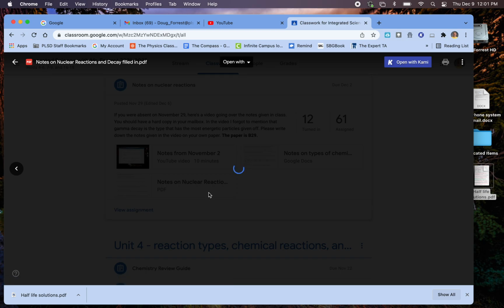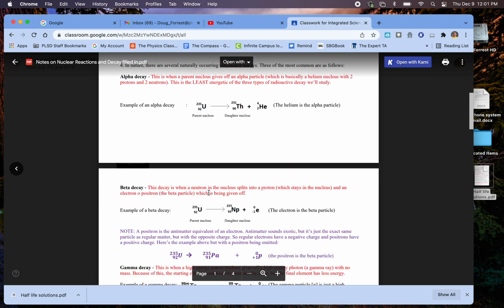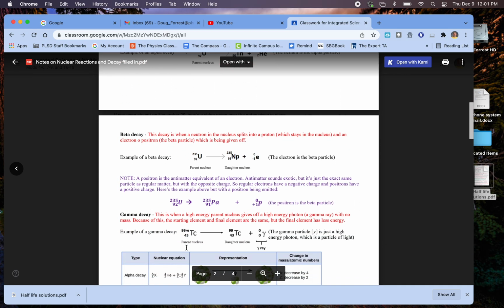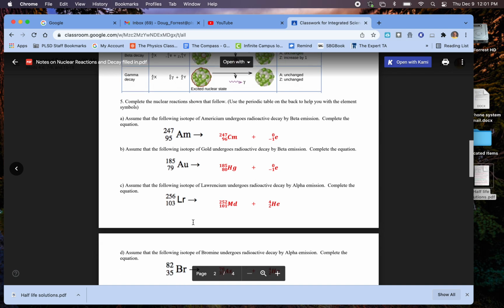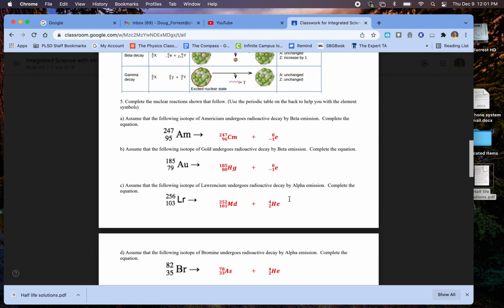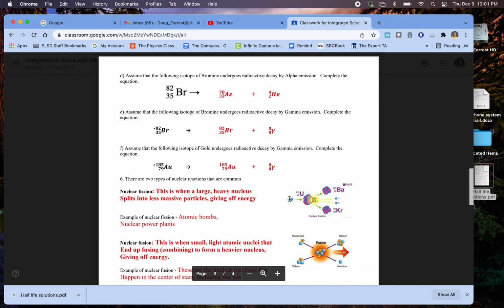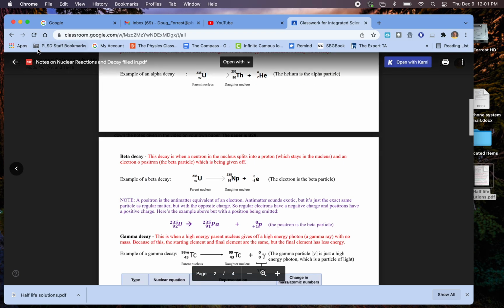We went over some of these things, including reviewing alpha, beta, gamma decay. Those are things you definitely should know, and you should know how to finish off those reactions if given a periodic table. Okay, so hopefully that helps.